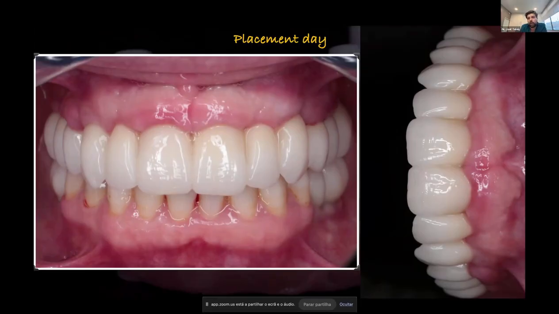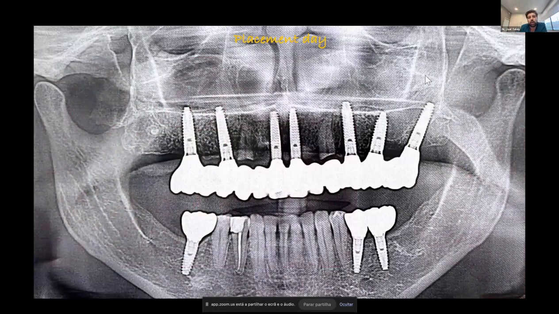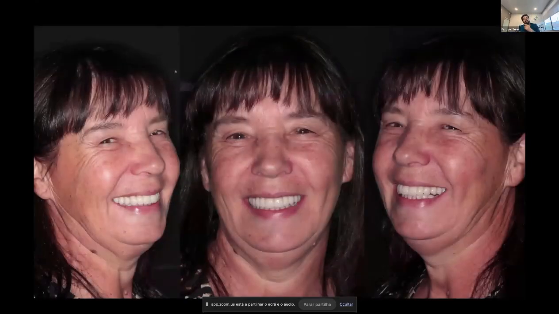This is placement day, so a lot of room to improve still. There's a lot of information going to the tissue now. This is the X-ray of placement day, and you can see how passive fit it all looks. So it's quite precise to use this Shining technology that I just showed you. And this is the situation of the patient in the end.